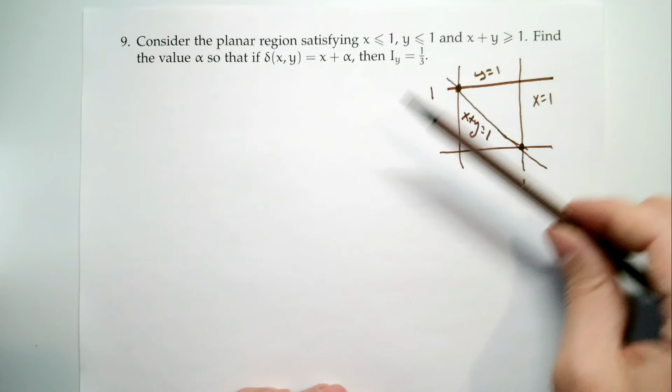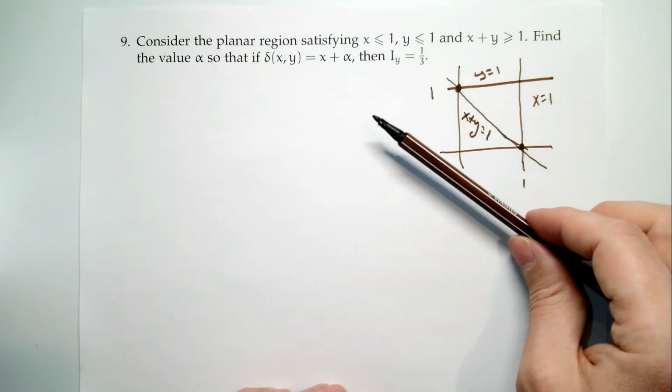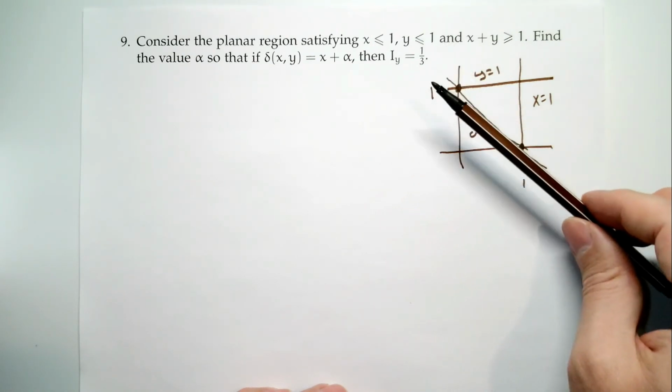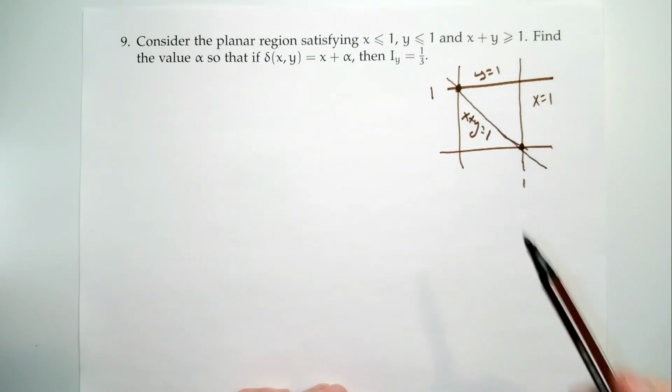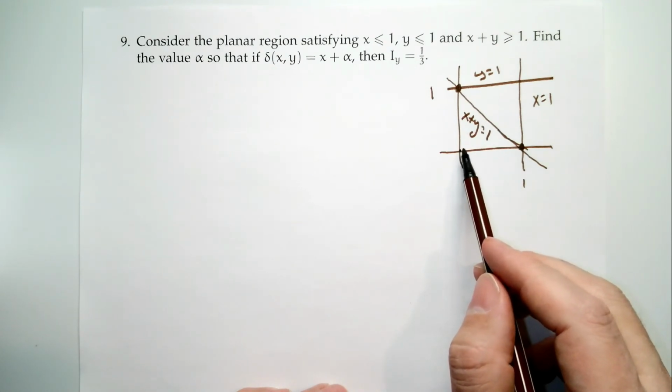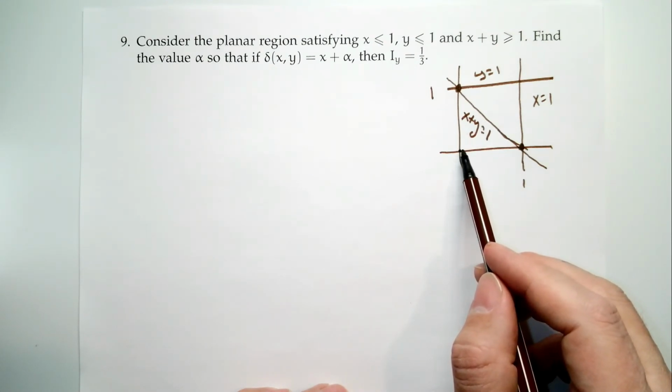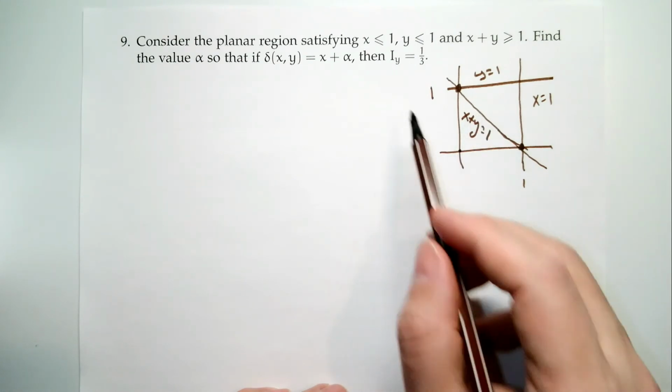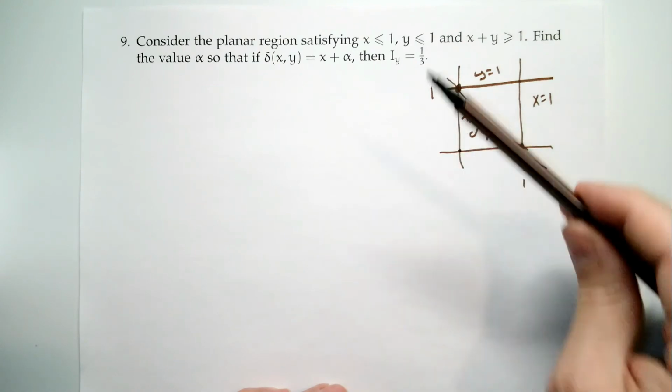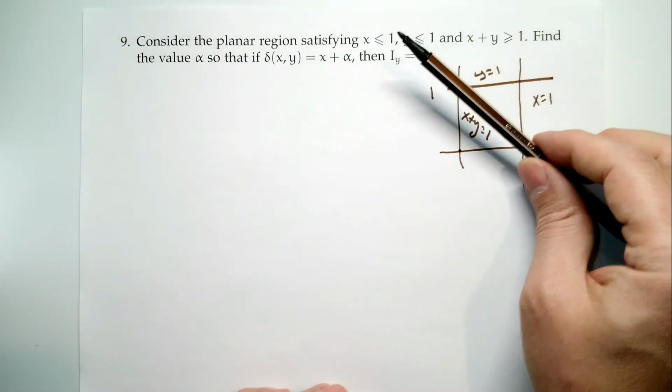Now, which side are we on? Well, because we want to be greater than or equal to 1, if you're not sure, here's the thing. Just pick a point. 0, 0. Is 0 plus 0 greater than or equal to 1? No. So it means we're definitely not including that point. So this side is the wrong side. So we don't want to be here. We want to be there.